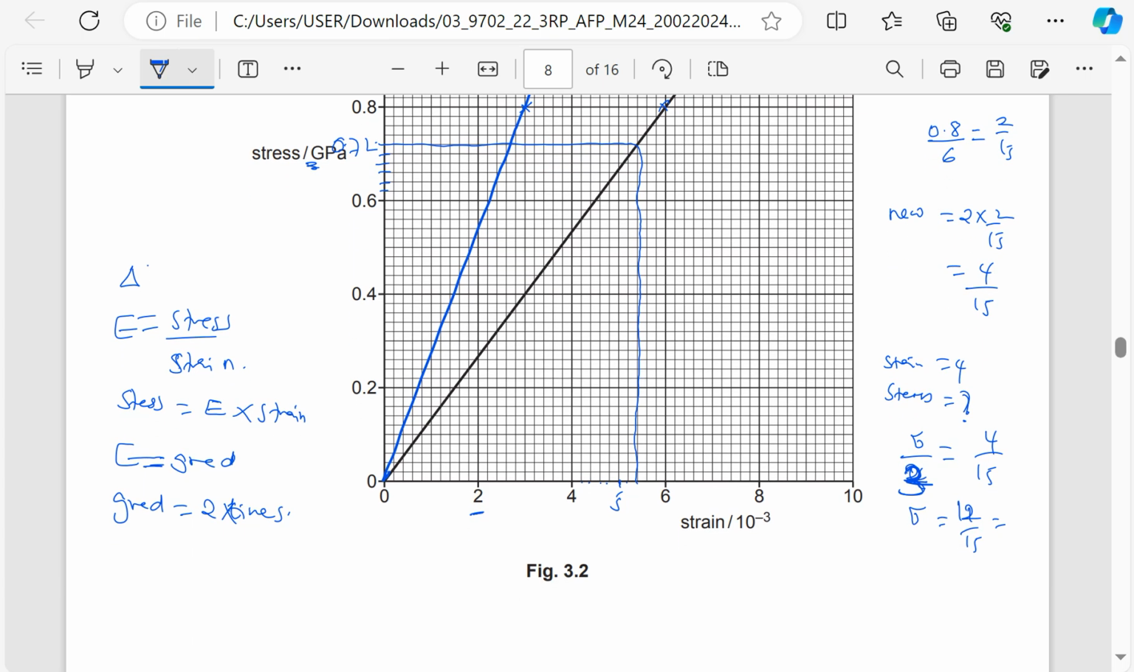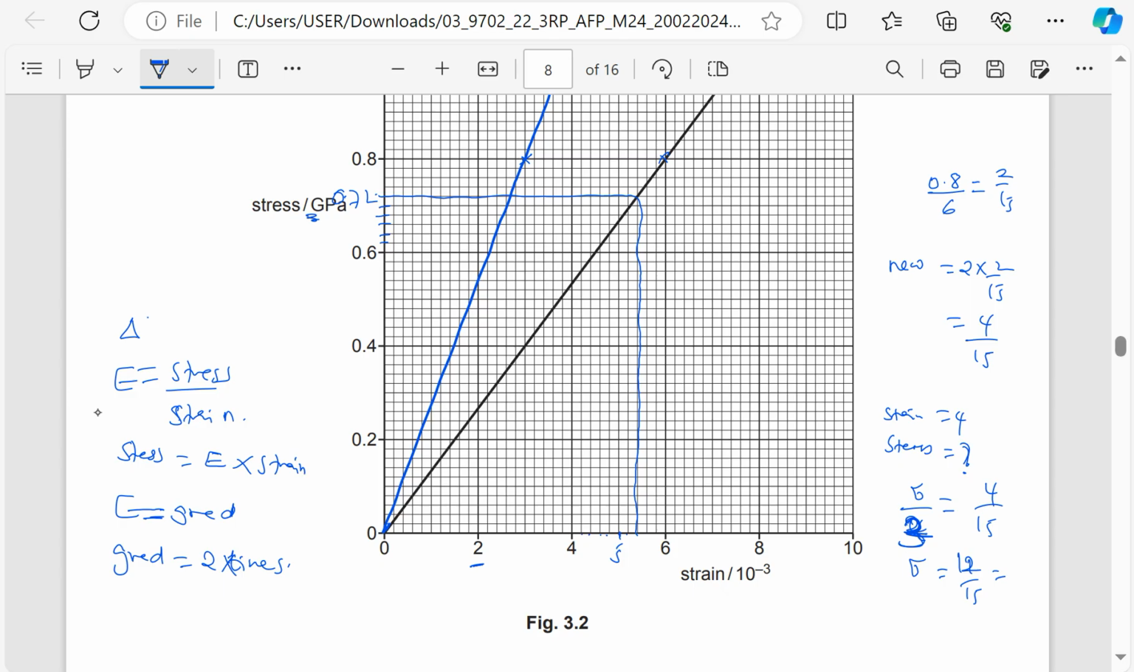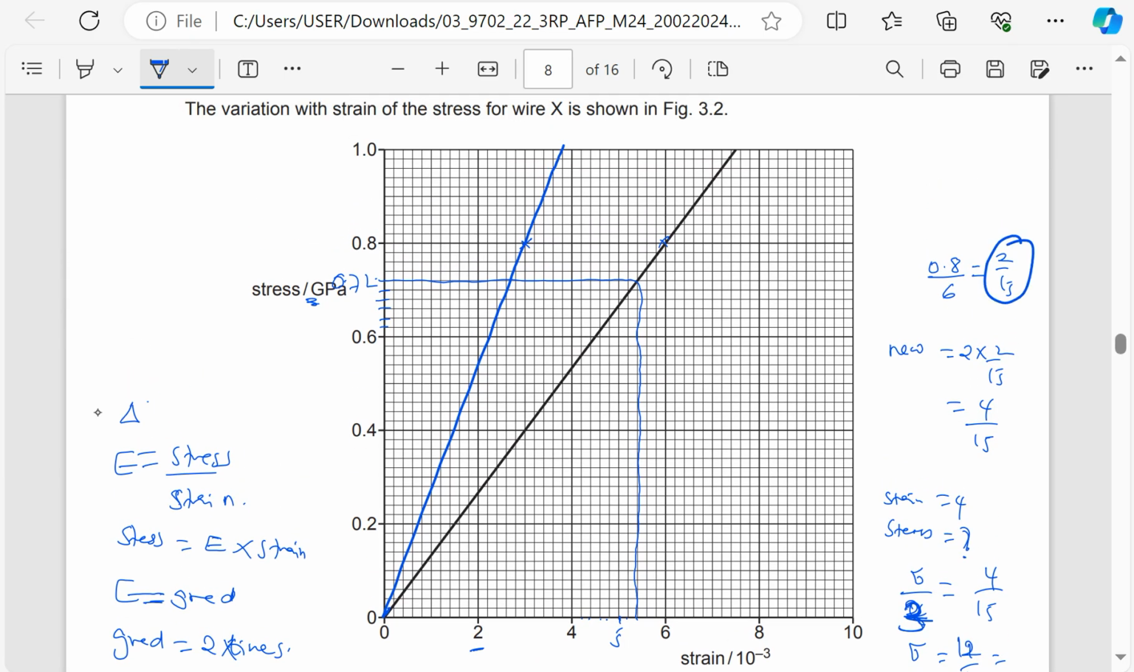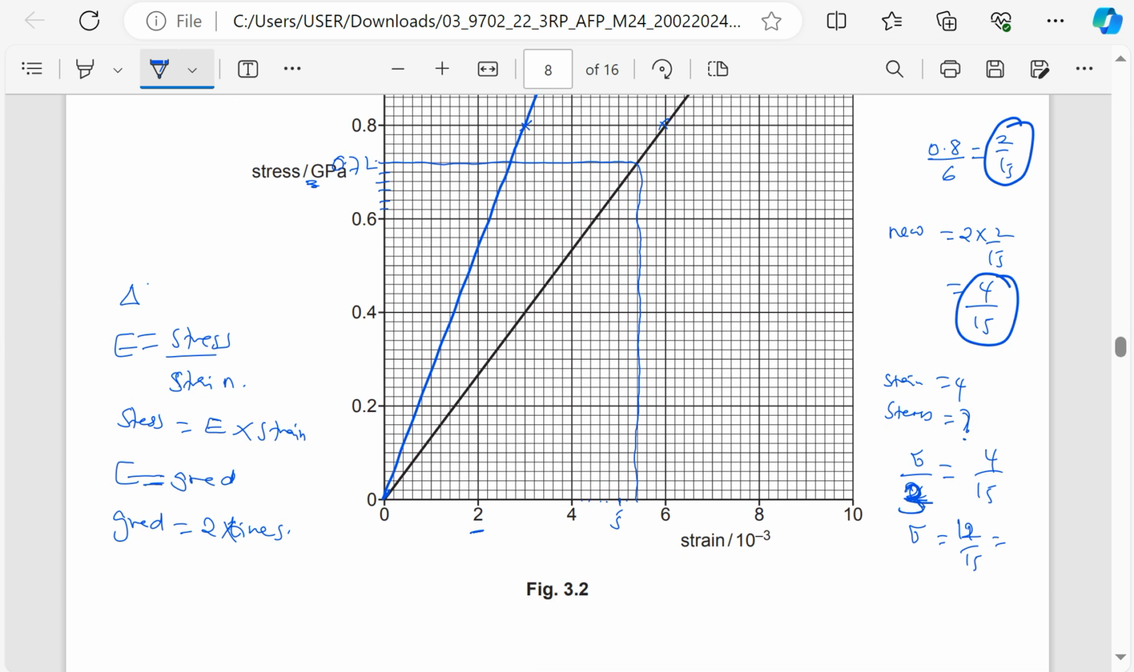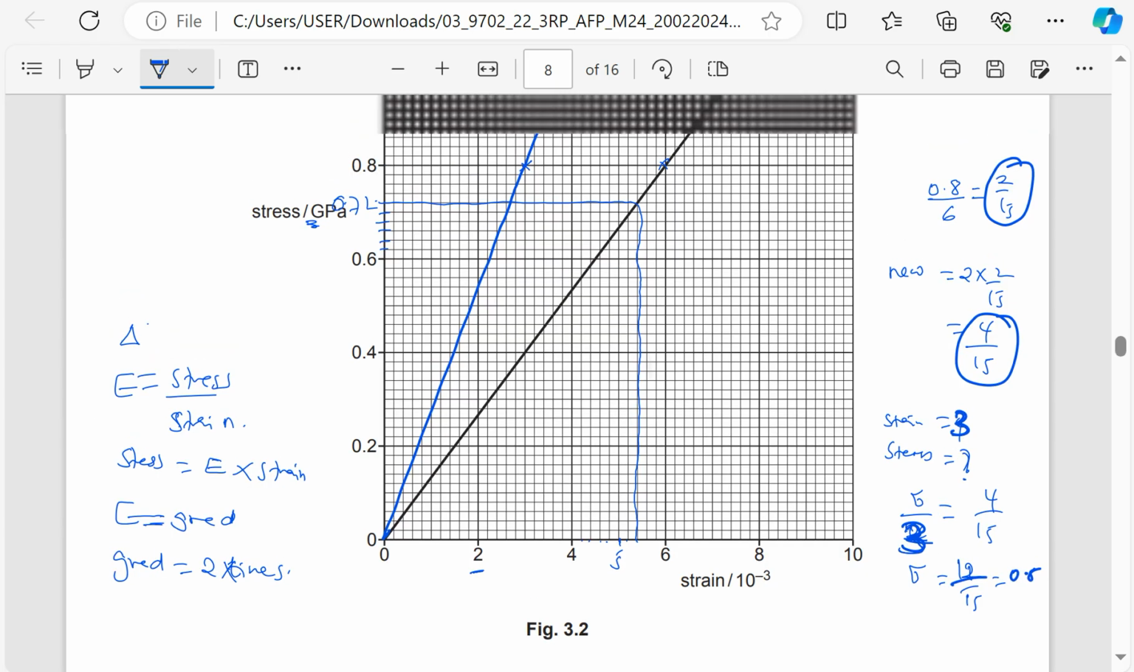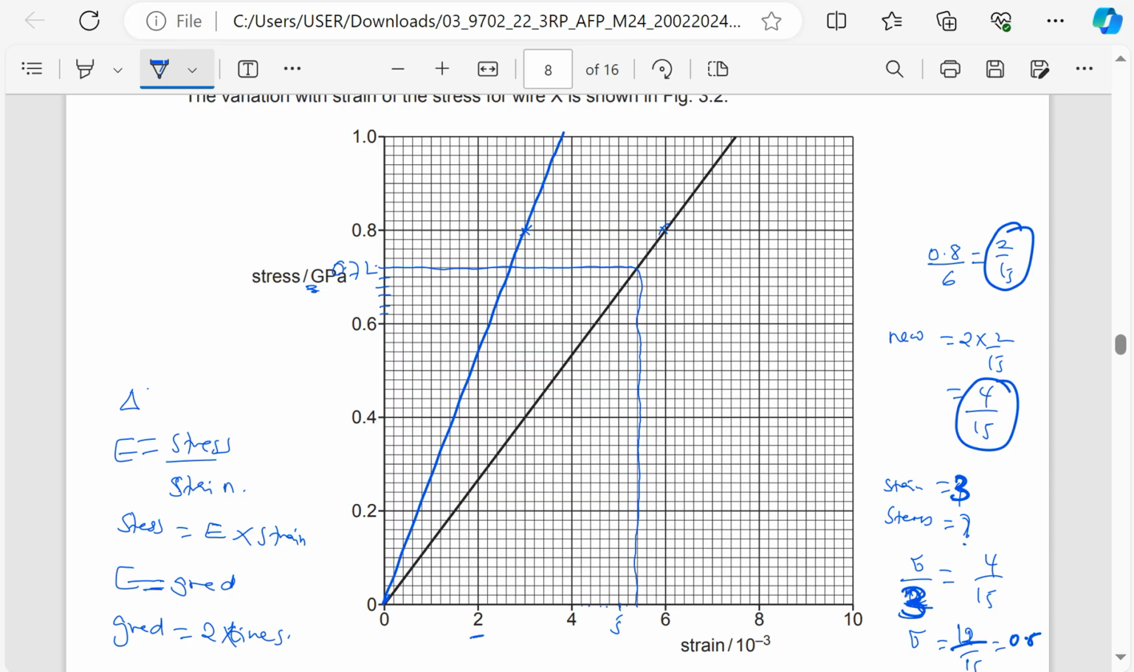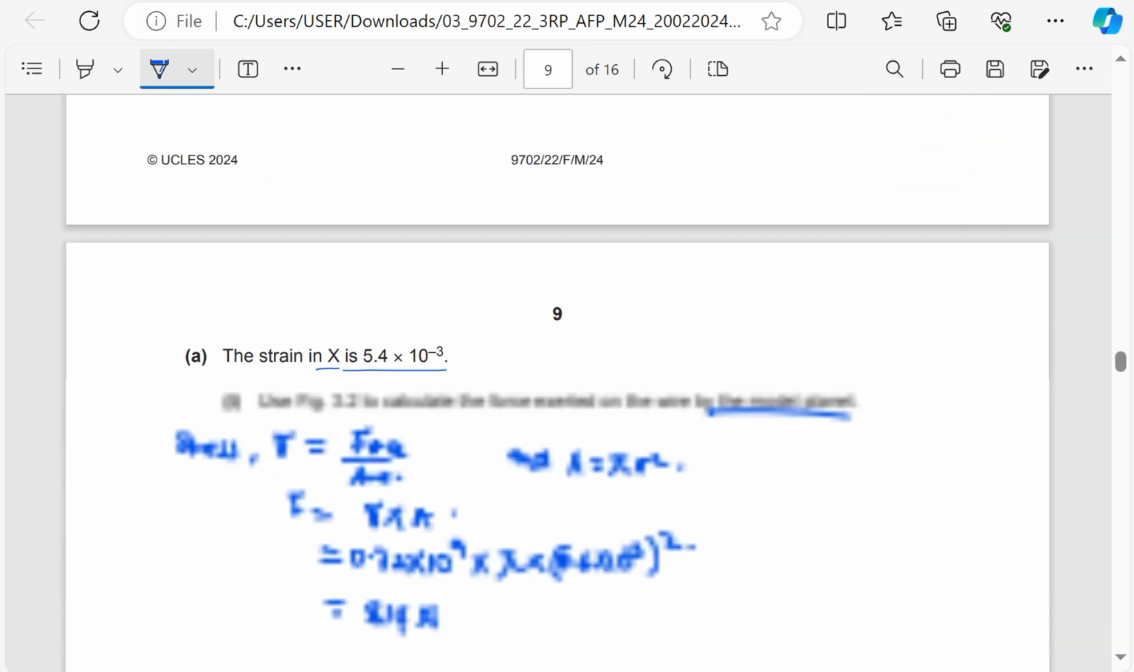I chose the gradient should be twice, first of all. So the new gradient is the first gradient times 2. I got the first gradient as 2 over 15, so the new gradient is 4 over 15. Then I chose a pair of points. I said when strain is 3, what is the stress? So I got the stress as 12 over 15, which is 0.8. I plotted that point. Of course, the line should go through the origin. So that is going to be the line. Sorry for the delay.